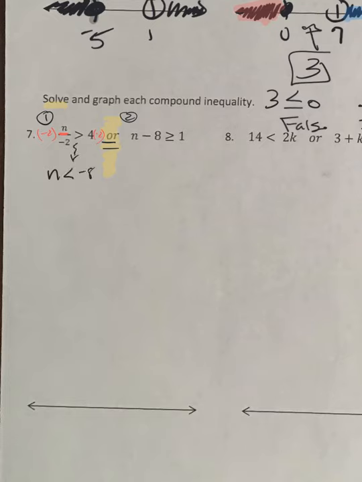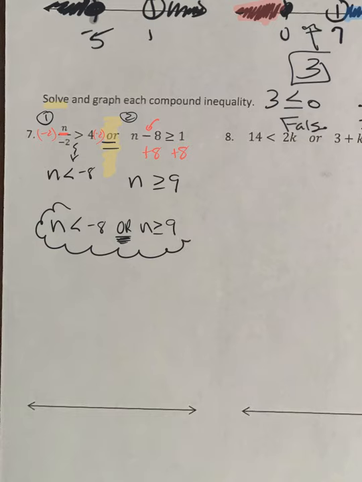And that's one of the sentences. Then I come over to this side and undo subtracting 8 by adding 8. So you're just doing two inequalities, and that gives me n is greater than or equal to 9. So my final answer is n is less than negative 8 or n is greater than or equal to 9. You have to have your final or answer as your answer. So all of this is your answer. It's important that you rewrite your answers so that it's straight across, not one up here and one down there, and you have to have your word or in there.